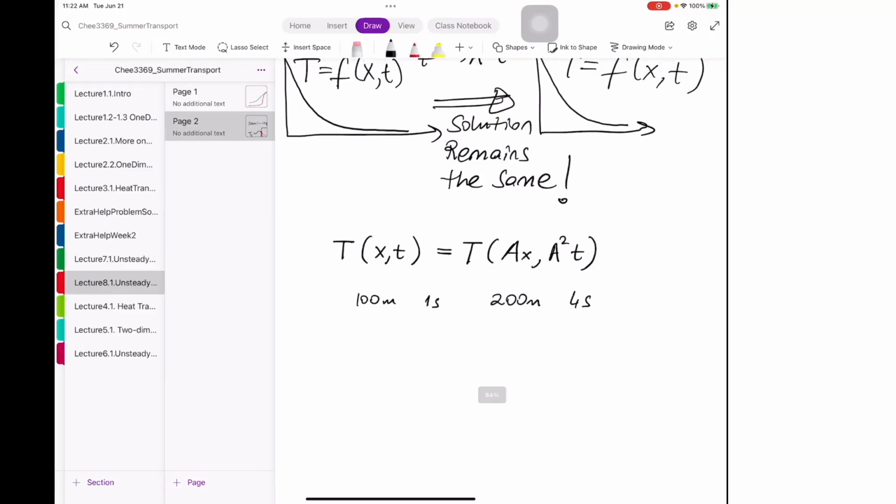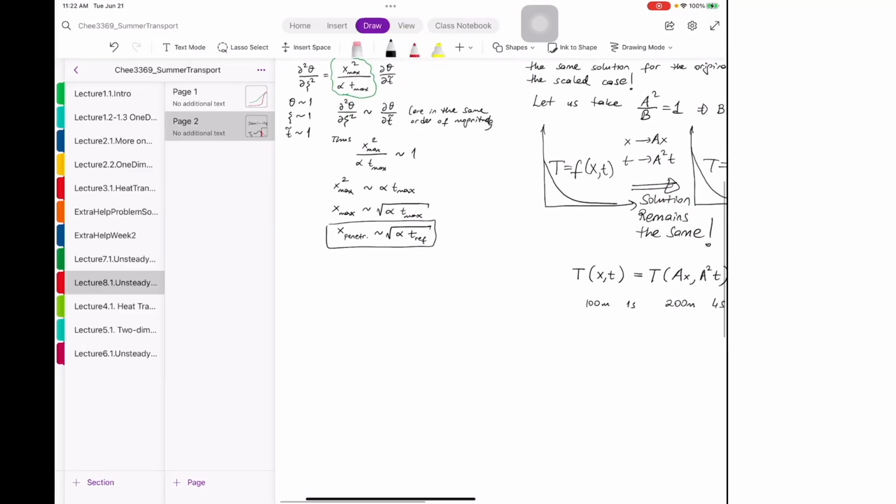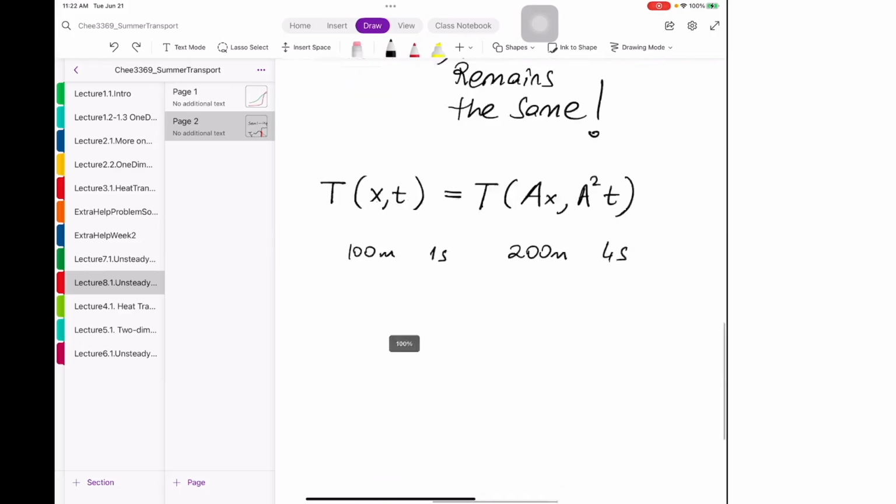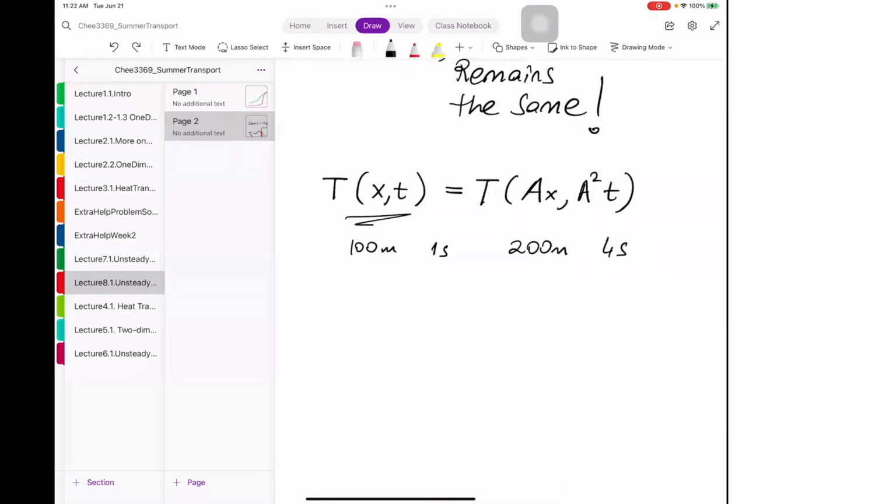It's basically the same result as we found here. The penetration depth scales with the square root of the time, and it's basically a supporting fact that we find the same temperature when you multiply x by a, but t by the square of a. If you use the square of the scaling factor of x for t, then you get the same temperature. Now you can say, okay, so what? How are we going to make use of it?